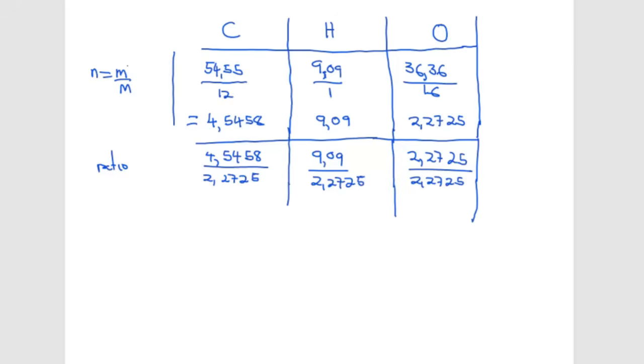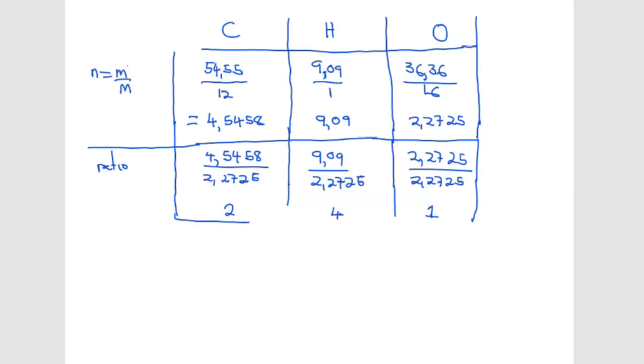So this one is going to retain the same value, right? So that, 2.2725 divided by 2.2725, we're going to get a value of 1. And then if we say 9.09 divided by 2.2725, we're going to get a value of 4, right? So then after that, we are also going to divide 4.5458 by 2.2725, we're going to get a value of 2, right?